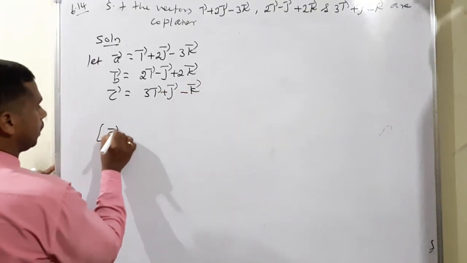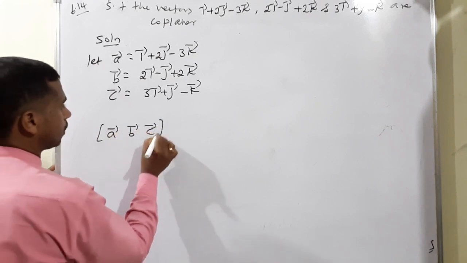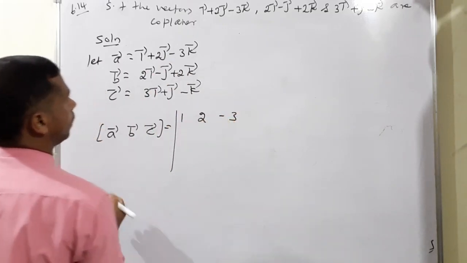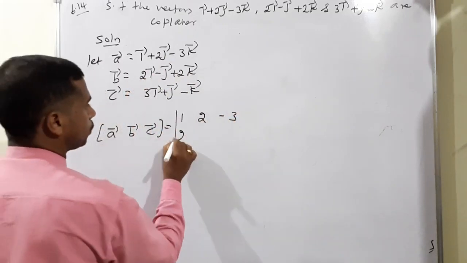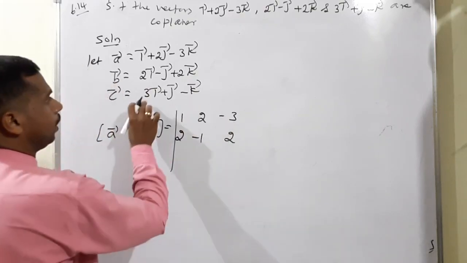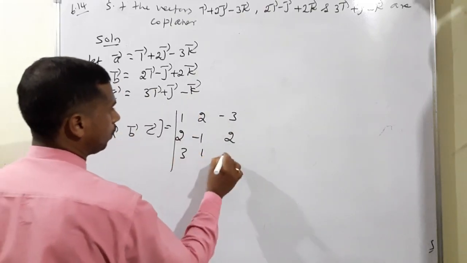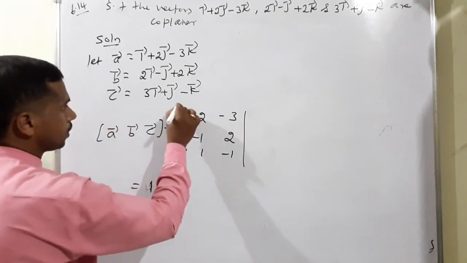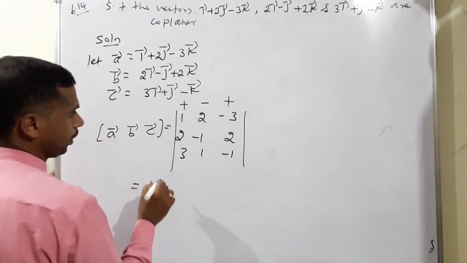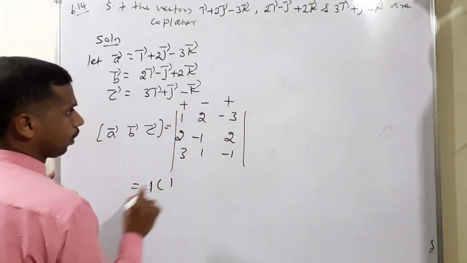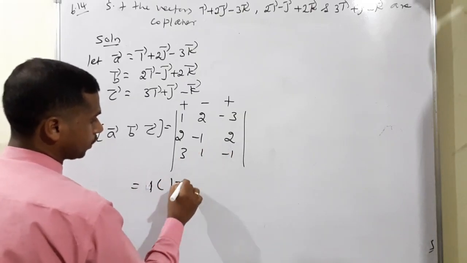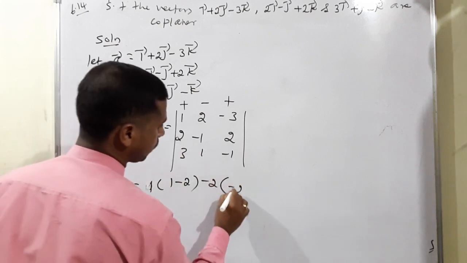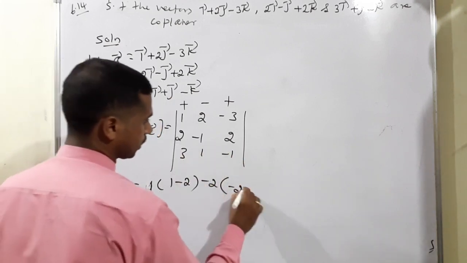So box product A, B, C, determinant form: 1, 2, minus 3. 2, minus 1, positive 2. 3, 1, minus 1. Now look at there. So sign conversion plus minus plus means 1 into minus 1 into minus 1 means positive 1, again 1 into 2 minus 2. Next condition, minus 2 into minus 2, minus 1 minus 6, 3 twos are 6, but negative 6.